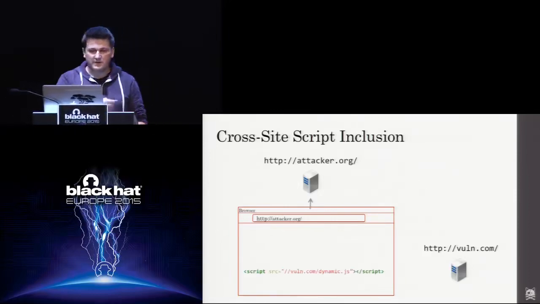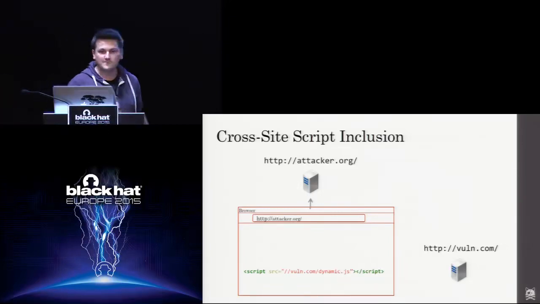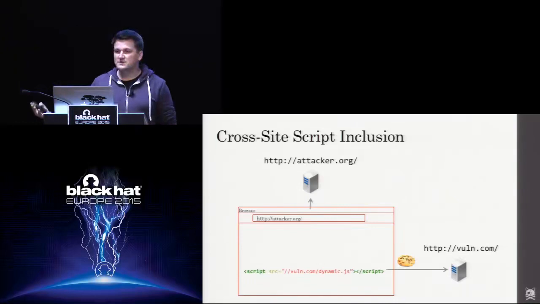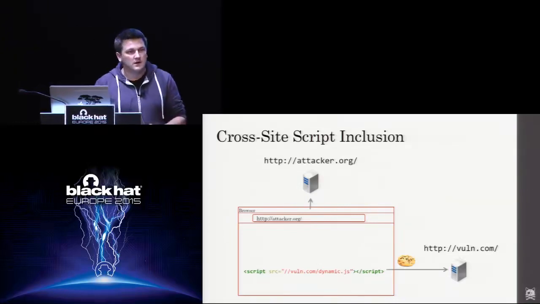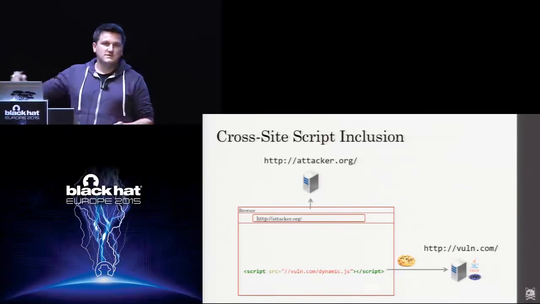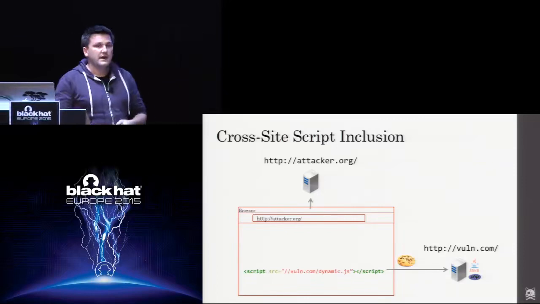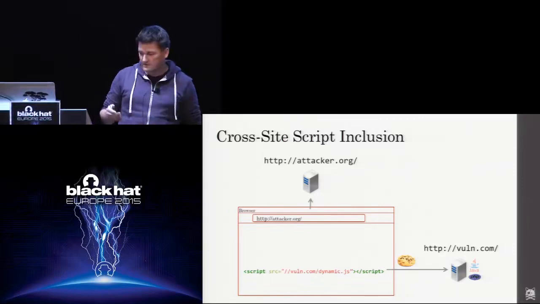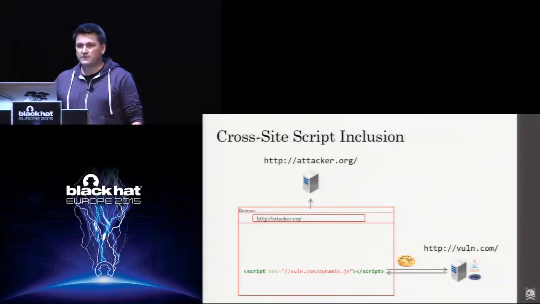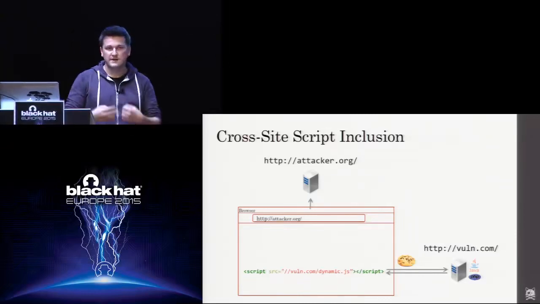And in this website, we can include this script that is dynamically generated from vuln.com. And this would generate a request with the cookies of the users. And based on this cookie, vuln.com would run some kind of server-side script and generate the JavaScript code. Then it would send that generated code back to the browser. The browser will just see, okay, this is a JavaScript file, so I execute it.